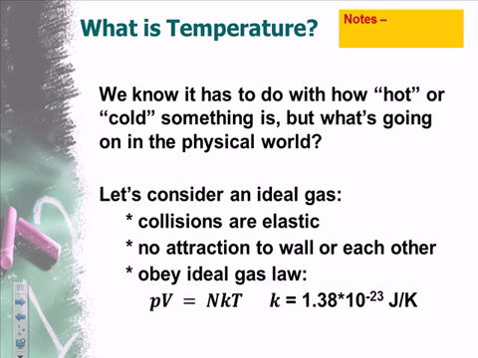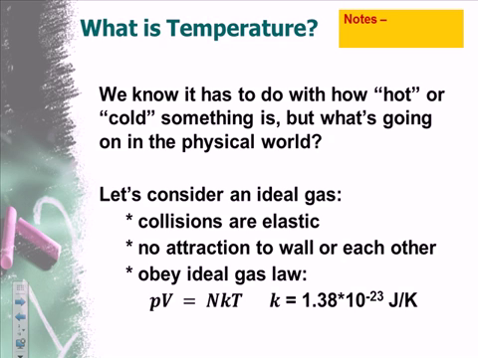This might not be the form of the ideal gas law that you're used to seeing in chemistry class, but let me explain it to you. P stands for the pressure of the gas. V stands for the volume that the gas is contained in. So we have P times V.